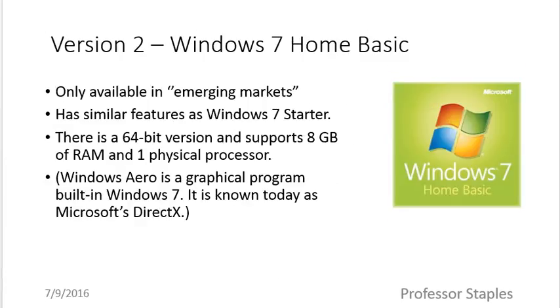Version 2, Windows 7 Home Basic. Probably some of you back in 2010 did not have this version, because it was only available in emerging markets. For example, if you're in the United States and wanted to activate this version, it won't let you, because the United States is not an emerging market, and there are not many emerging markets around the globe.